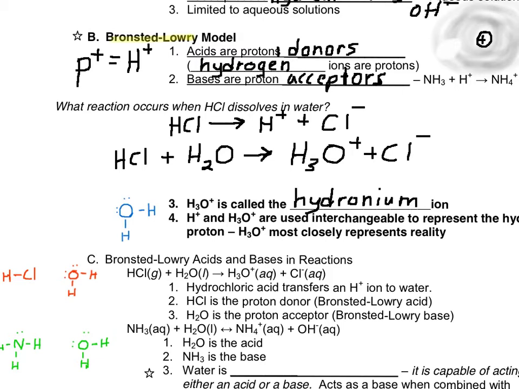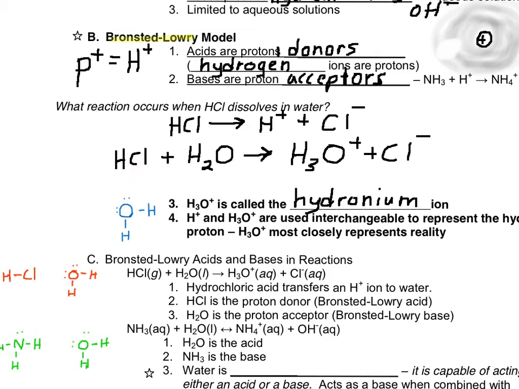So why do we have two different equations for the exact same reaction, hydrochloric acid dissolving in water? And which one's the best one to use? Well, they're both different ways of showing the exact same reaction. But this one down here, the one that has water in it, is probably going to be the most accurate.